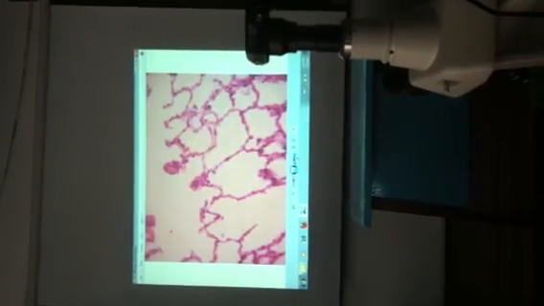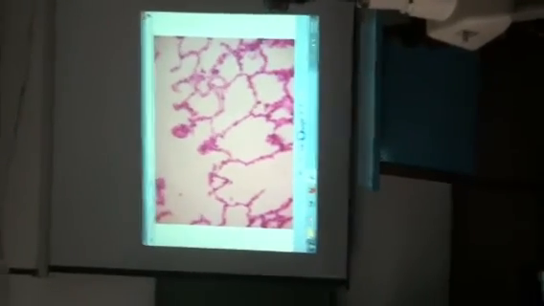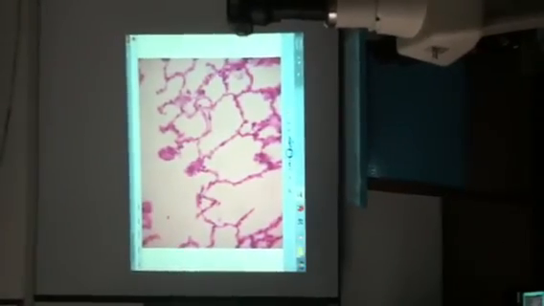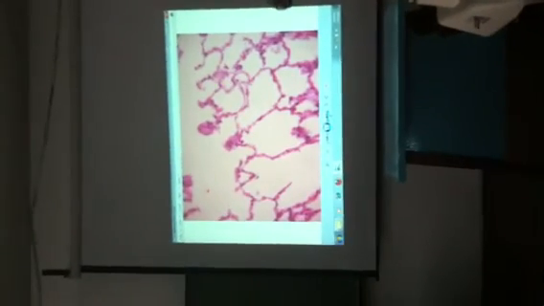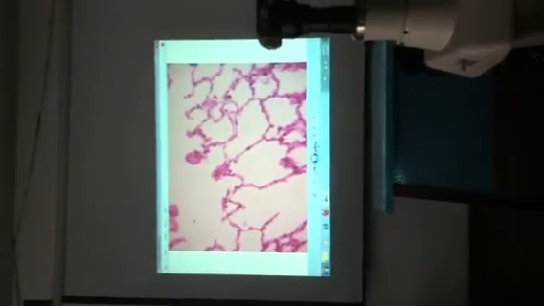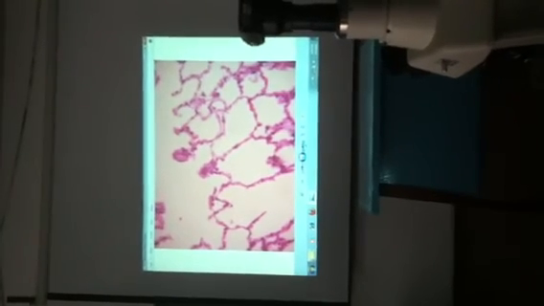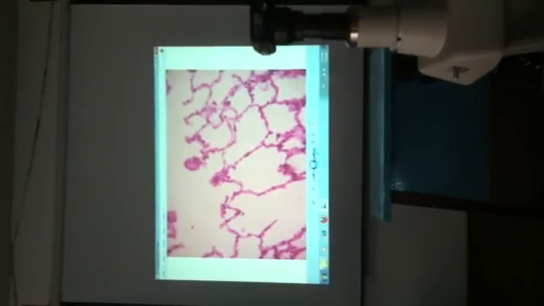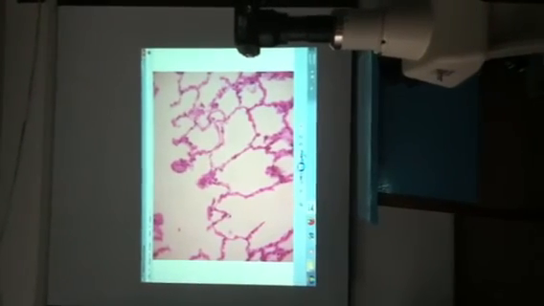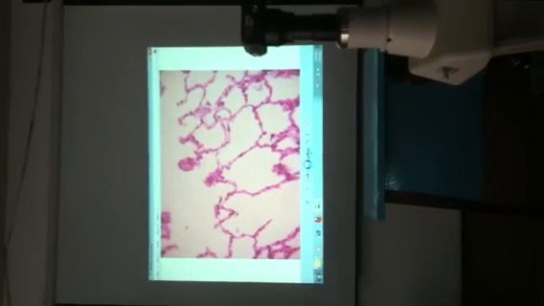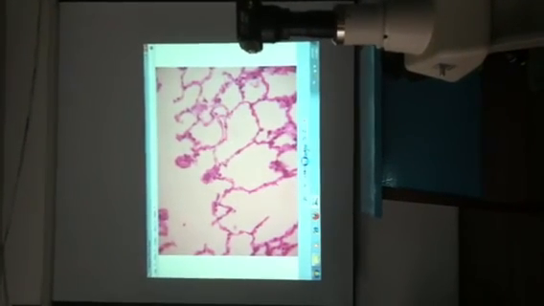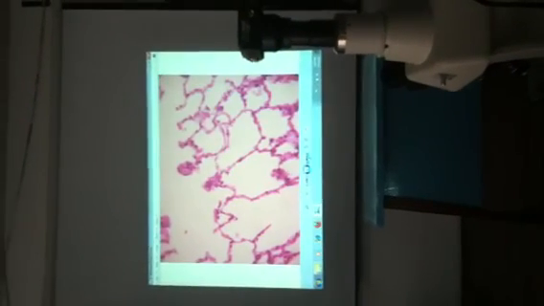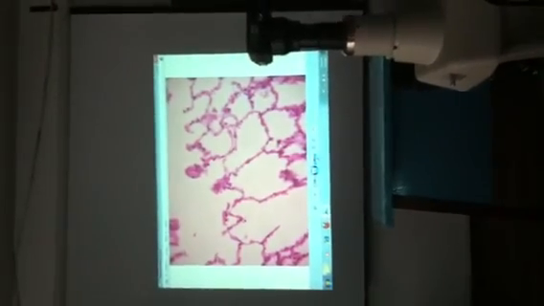Next slide. So this is simple squamous. The specimen is alveoli of the lungs. Alveoli of the lungs. So these are the spaces in the alveoli of the lungs. These are your septa, septal wall of the alveoli. For gas to be able to diffuse, it has to be thin. And because it is thin, it has only one layer. Look there, only one layer. So this is simple squamous. Next slide.